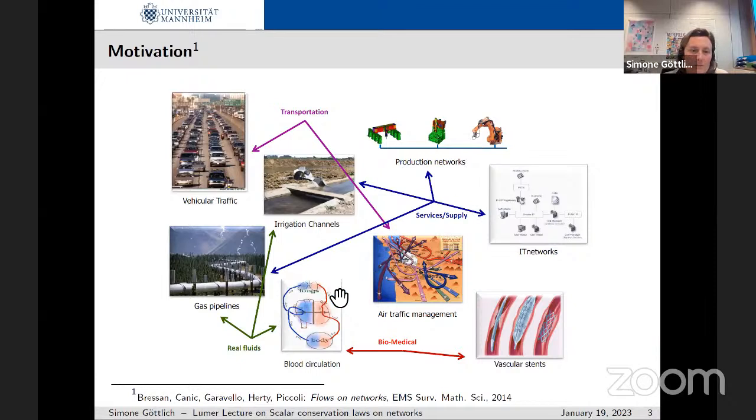Or, for example, blood circulation. If you look at the body, how the blood is pumped through our body in each direction. And one also very famous example are the so-called vehicular traffic flow models. Everyone is, I guess, familiar with the traffic, which you can observe outside. And this will be the key intention of my talk today.